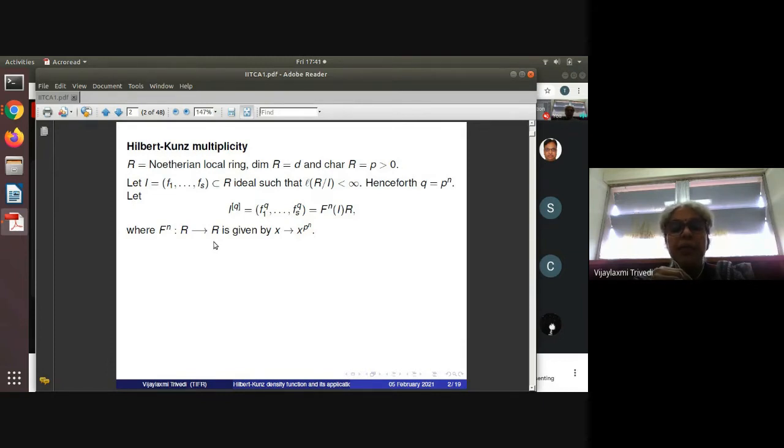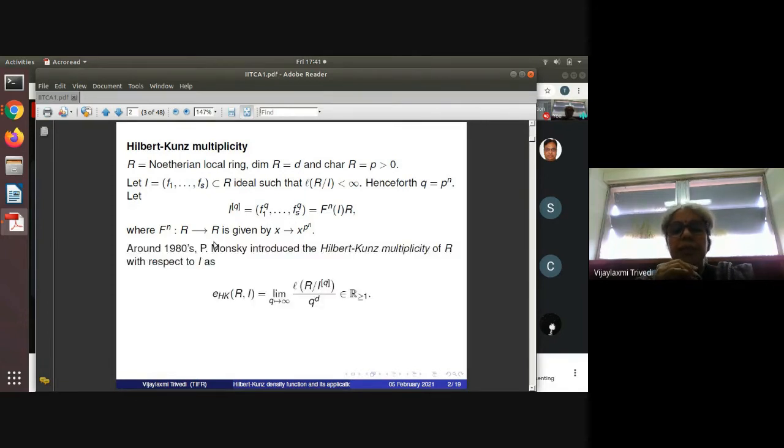Another way of looking at it, you consider the Frobenius map from R to R. It's a ring morphism because your ring is of characteristic p. So the nth iterated Frobenius power is given by x goes to x^(p^n). You just take the image of that ideal and take the ideal generated by those elements. So you may wonder that the notation does depend on the choice of generators in the first definition, but you can check it is not so. So these are called Frobenius powers of the ideal I.